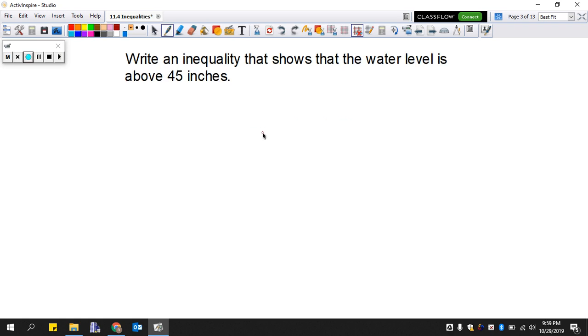All right. Next one says write an inequality that shows that the water level is above 45 inches. So what does that mean? Can it be 45 inches? No, it has to be above 45 inches. So the water has to be above or greater than 45 inches. So W is greater than 45.